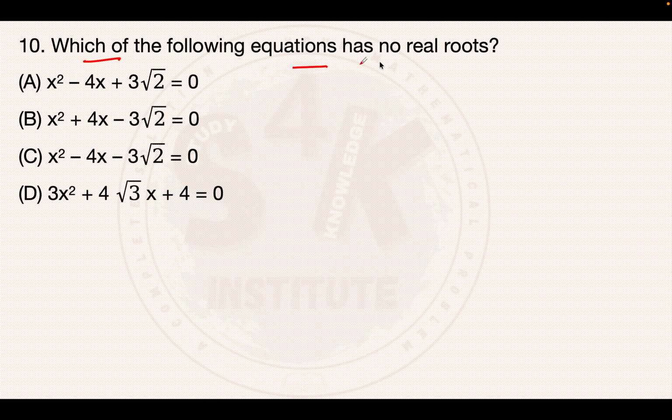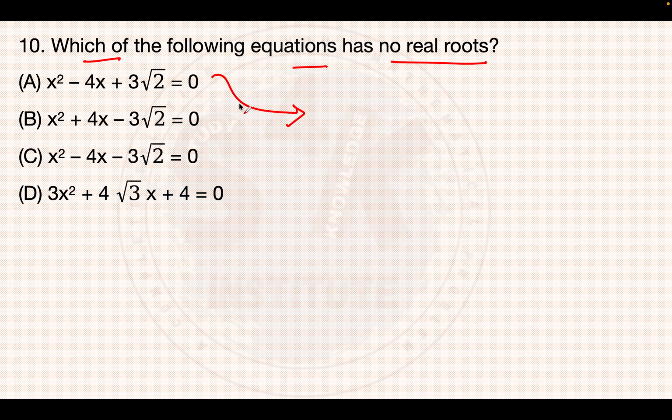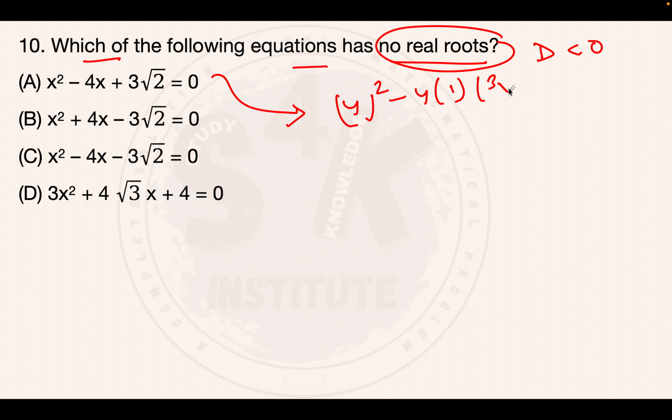Which of the following has no real roots? So again, you need to do the same thing here. Okay, do we have the same equation here? No, we have different. So to get no real roots, the discriminant should be less than 0, right? So 4 square minus 4 into 1 into 3 root 2, right? So 16 minus 12 root 2. So I think this will be 1.414.